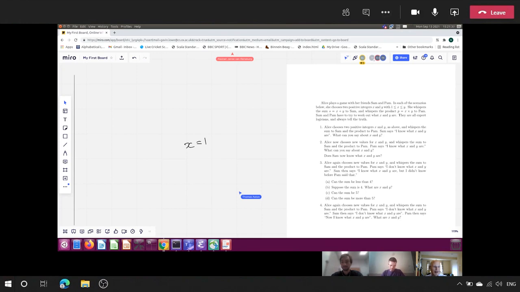Part 3. Alice again chooses new values for x and y and whispers the sum to Sam and the product to Pam. Pam says, I don't know what x and y are. Sam then says, I know what x and y are, but I didn't know before Pam said that. Okay, so first of all, can the sum be less than 4?